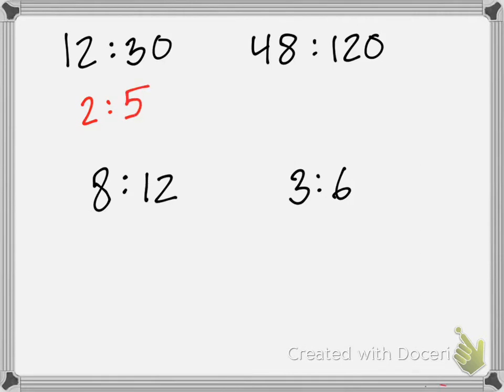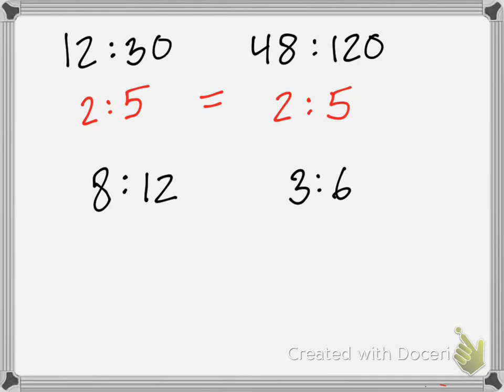Excellent. What about 48 and 120? Their greatest common factor is 24. Again, if you're having trouble, just do it by even. They're both even. Keep dividing by 2 until you get to the end. 48 divided by 24 is 2. 120 divided by 24 is 5. Hey, so we find out those are equal. What about this next one?